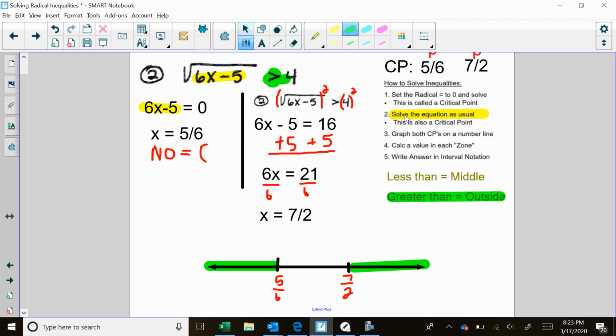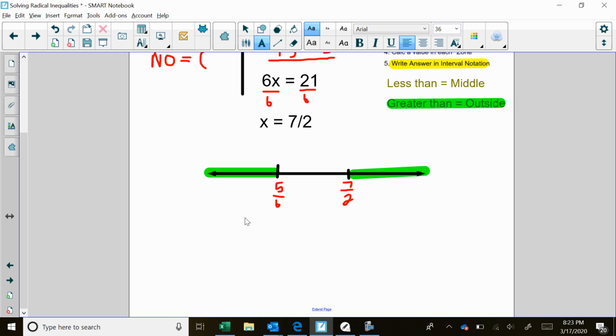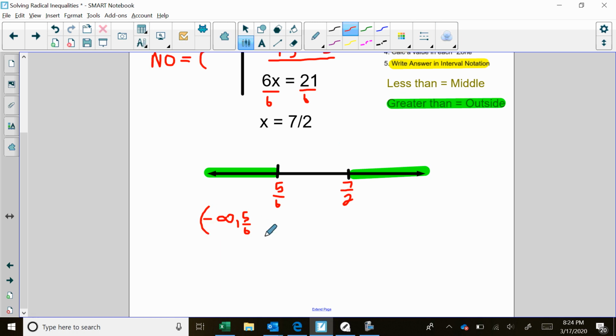And then we write our answer in interval notation. So where does this begin? It begins at negative infinity, which is going to be really fun to write. So this first interval starts at negative infinity, 5/6. Talk to me about parentheses and brackets. Infinity always gets a parentheses. Up top, it says that 5/6 gets a parentheses also.